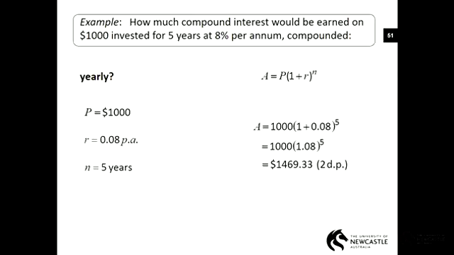If it says, how much interest will I earn? My answer is $469.33. Take the initial amount off. If it says, how much is in my account now? That's your answer. So simple interest only calculates interest. This one calculates the total in your account.